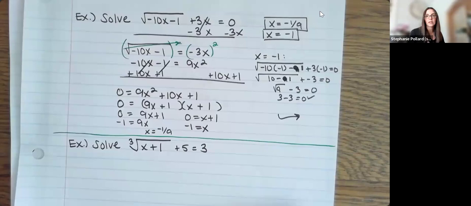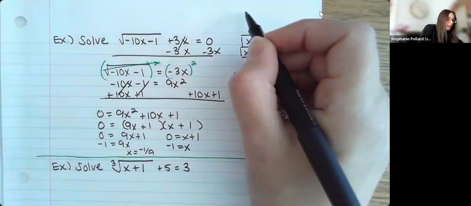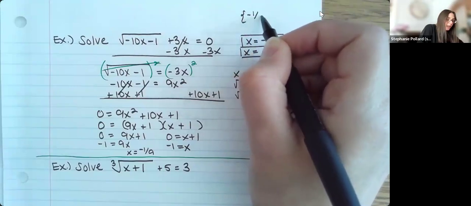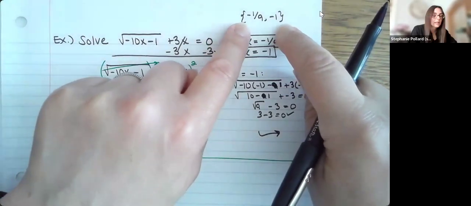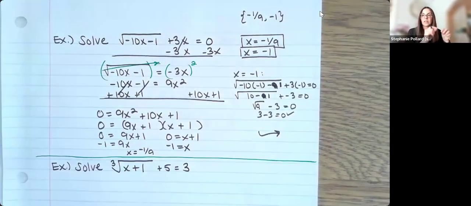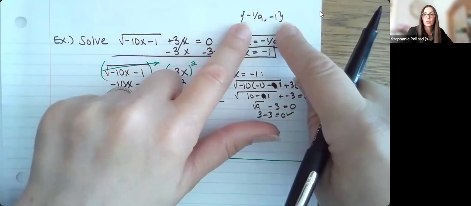So I have two answers here. Another way you can write the two answers is you could write it as a solution set. So I could write it as -1/9, comma -1. But notice I'm using squiggly brackets around that, not parentheses or something like that. So that is set notation, which just means that these both are solutions here.